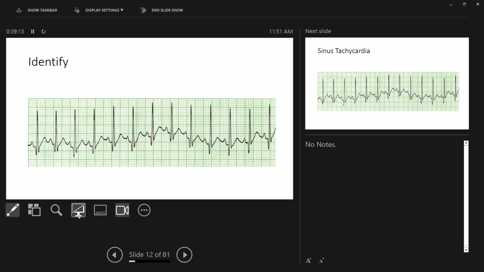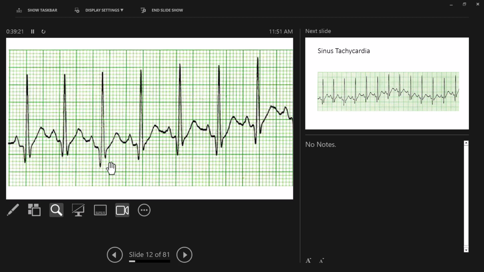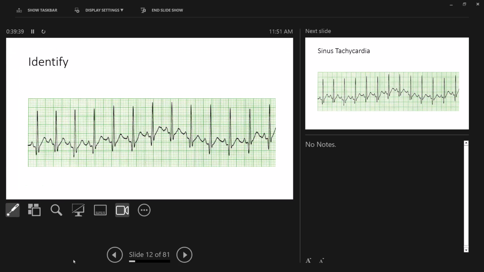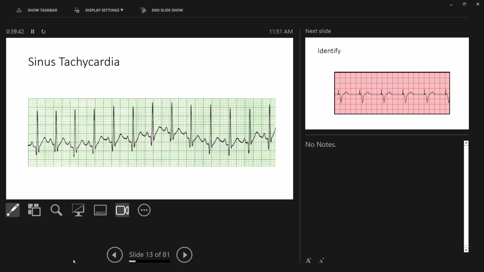Okay. Rhythm. Okay. You see P waves? Do they look upright? Okay. What do you notice about the PR interval? Constant and normal. What do you notice about the QRS? So what is this? This is sinus tach.